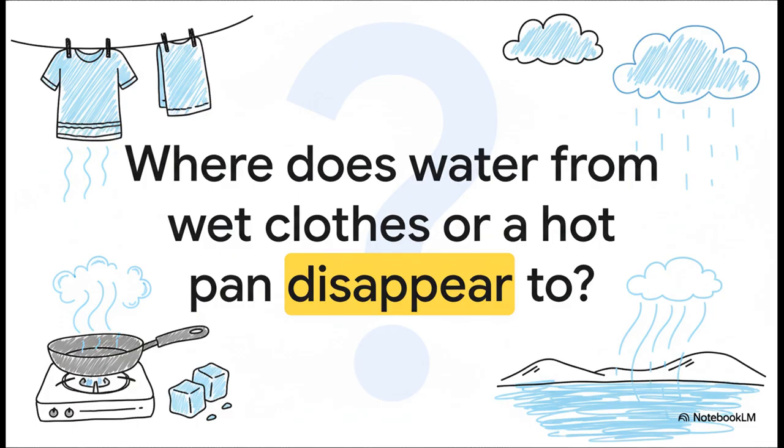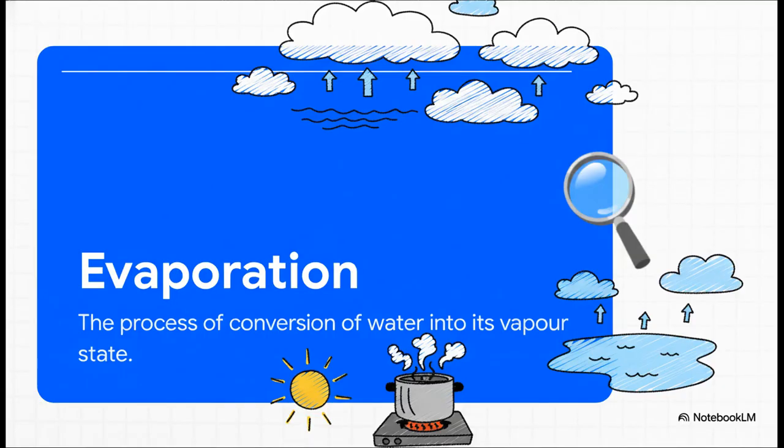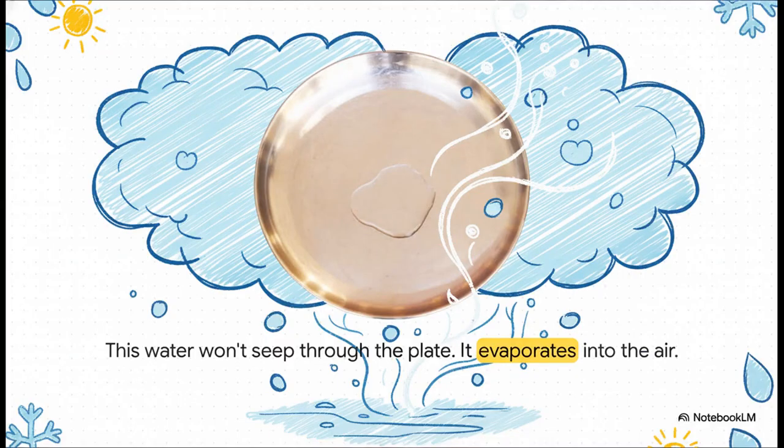It's science! The answer to this mystery has a very cool, almost magical-sounding name, evaporation. This is just the process where liquid water turns into an invisible gas called water vapor. It then just floats away into the air all around us. Look at this picture, it shows it perfectly. If you spill a little water on a steel plate, you know for sure it's not soaking into the metal, right? So where does it go? After a while, it's just gone. That water has evaporated right into the air.